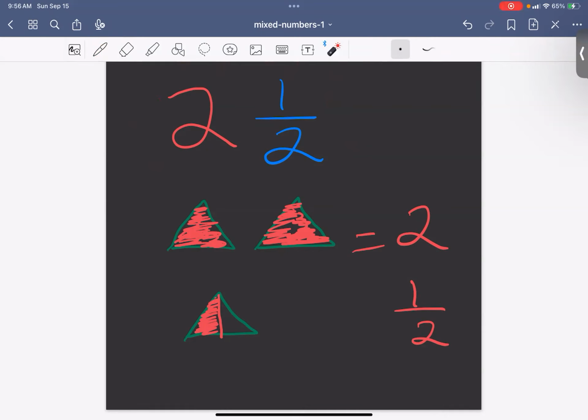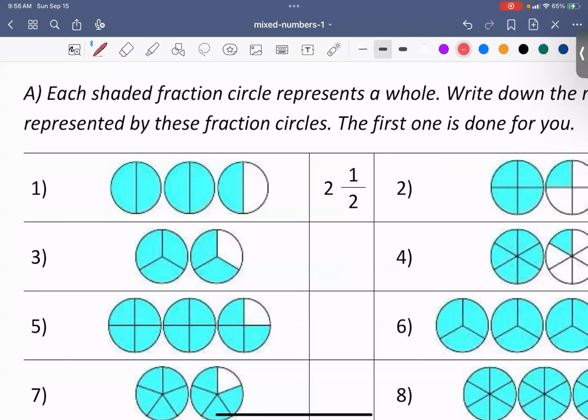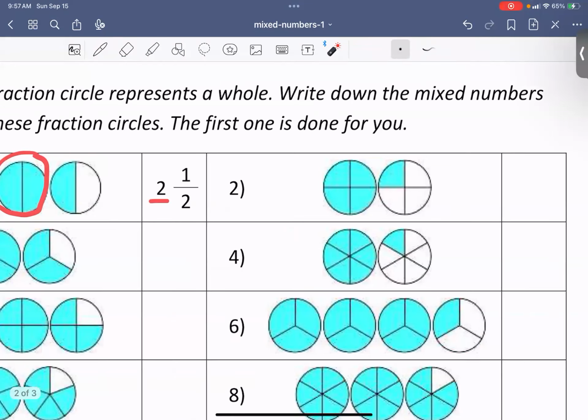Let's try some problems. So in the first one that's already done, you'll see that we have two circles that are completely filled. So we have two. And then we have another circle where the circle is cut into two parts and one part of the circle is shaded. So we get 2.5. Let's look at the next one.